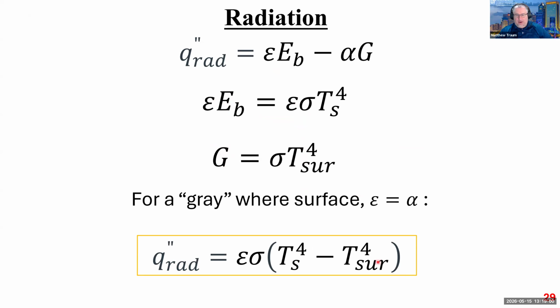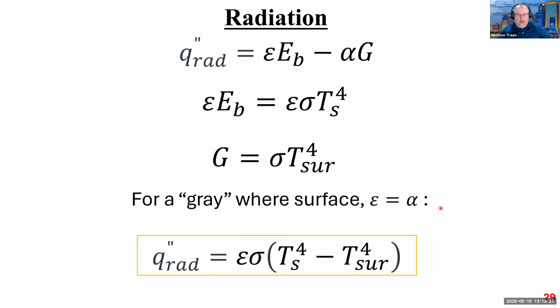Although something weird happened between this equation and this equation, which is my absorptivity went away. Where did it go? Well, we make an engineering assumption, which is actually true a lot of the time, called the gray assumption. In the gray assumption, we are assuming that the emissivity and the absorptivity of a surface are the same.